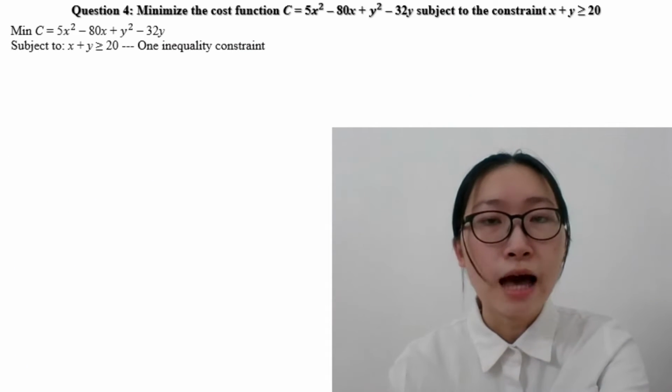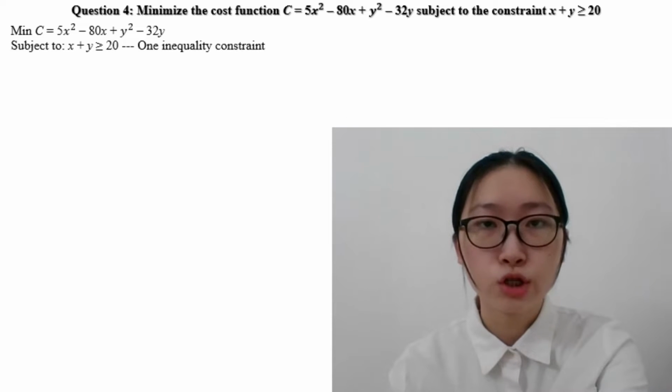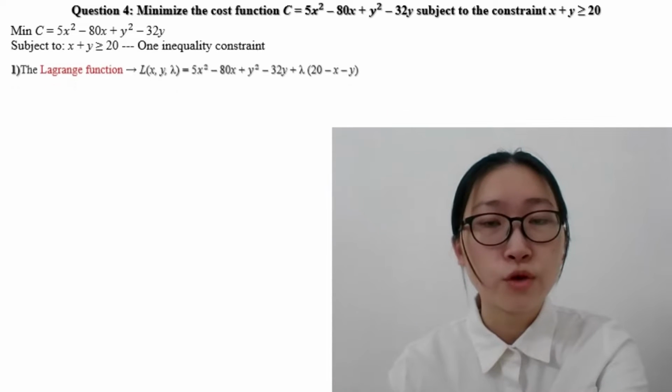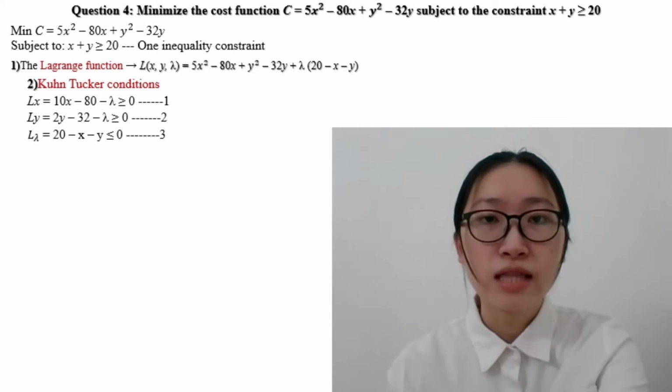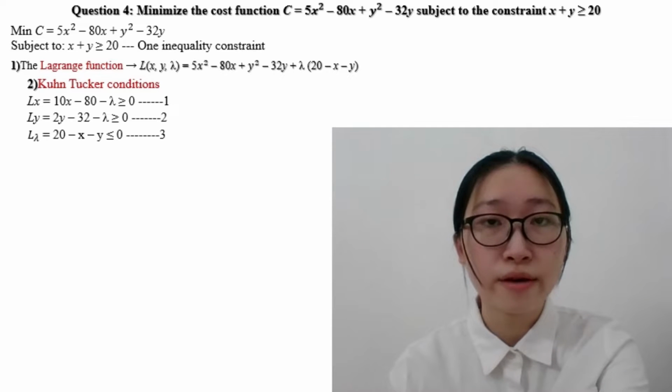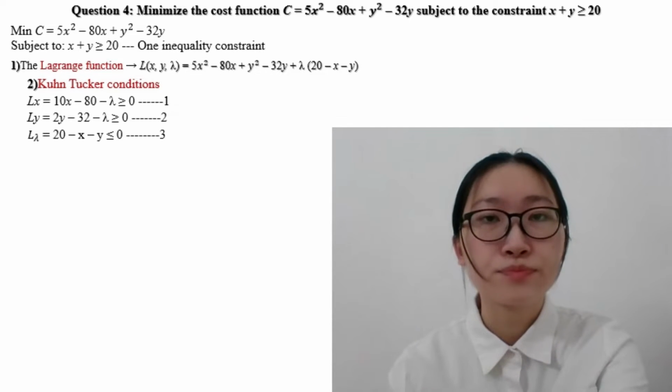I'm Saisufen. I'm going to present the solution for question 4. Here we have a minimum cost function subject to an inequality constraint. First, we transform them into a Lagrange function form, then get this answer. Then we find the Lagrange equation for each variable by using the partial derivative. We have three variables here: x, y, and lambda.